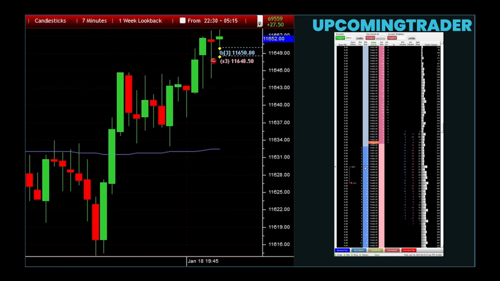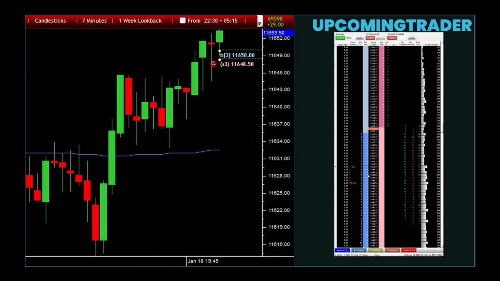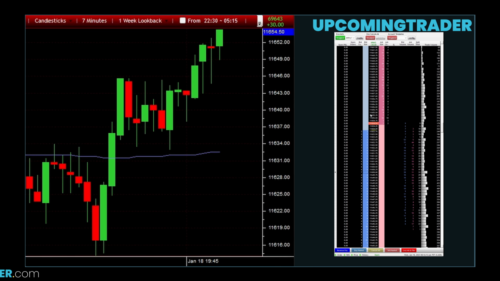In the case of triangles, like symmetrical triangles, volume often decreases as the pattern progresses. This indicates a lack of conviction on both sides. However, when the price finally breaks out of the triangle, either up or down, volume should increase significantly. This confirms the breakout direction and adds weight to the move, helping you determine whether to enter a trade. If volume does not increase during the breakout, it could be a false signal and you should be cautious.